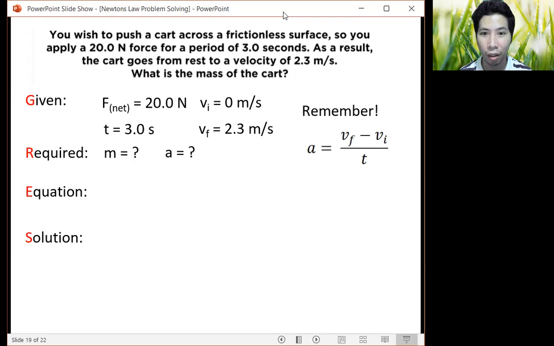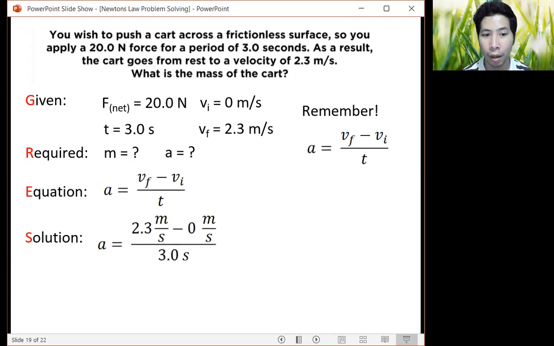So if I have the velocities and the time, I would be able to solve for the acceleration. Just look at our example here. In the given, we have the velocities and we have the time. So most likely we will be able to solve for the acceleration. So we are going to use this equation. We just need to punch in the different variables in our solution. So the final velocity is 2.3 meters per second. Please take into consideration the final velocity and initial velocity.